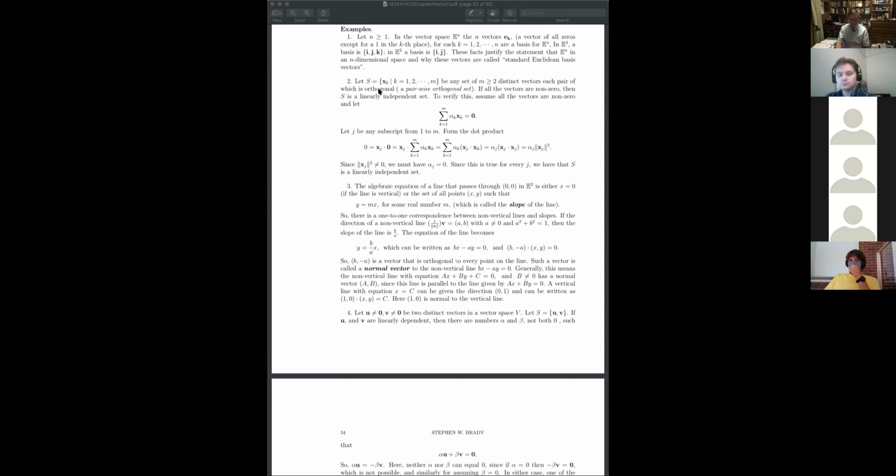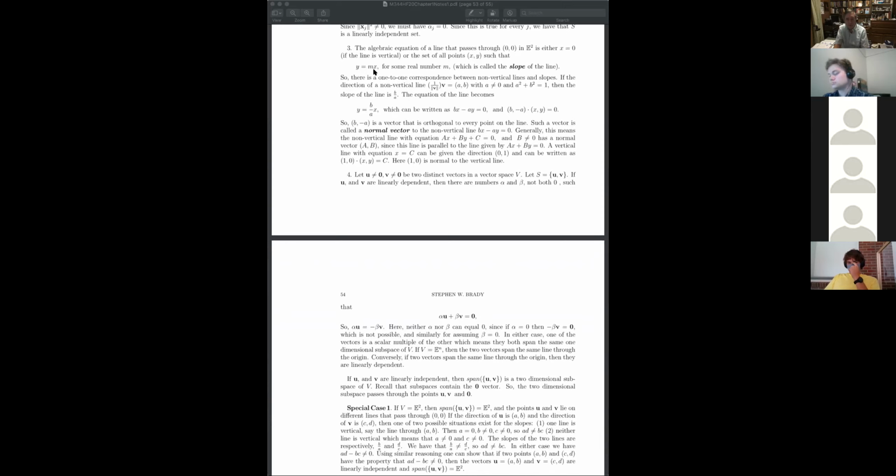Now, let's go back and look at a straight line. Suppose I have a straight line y equals mx. You know about that from years ago. Okay. Now, you also know there's a one-to-one correspondence between non-vertical lines and slopes. Every non-vertical line has a slope.